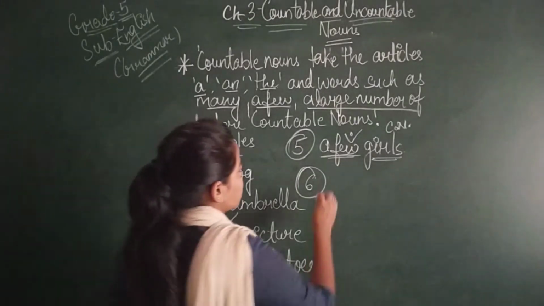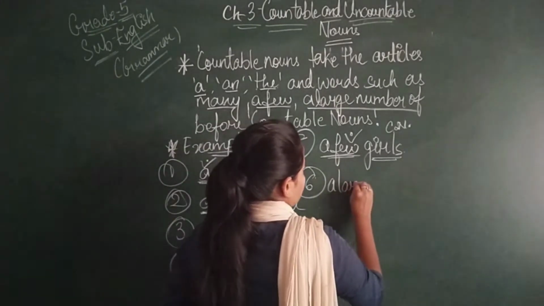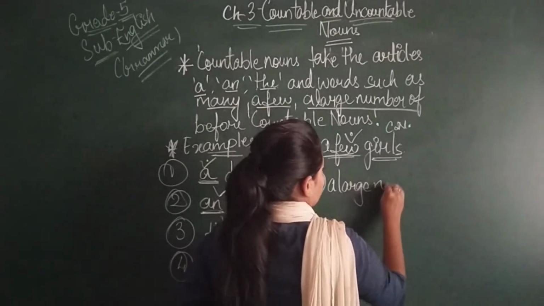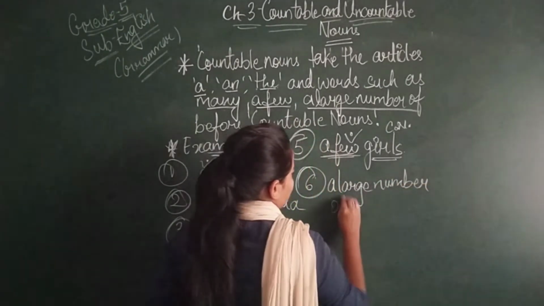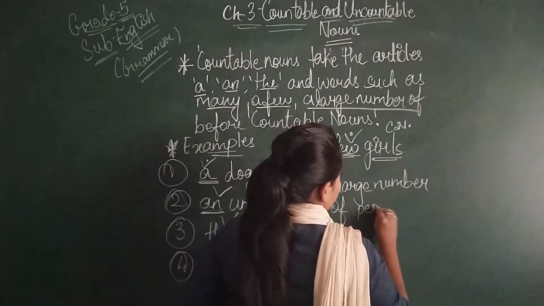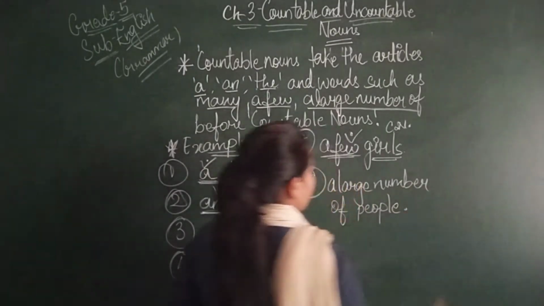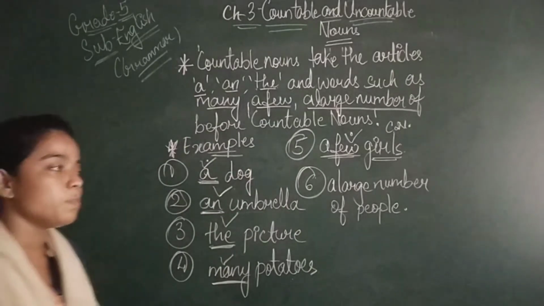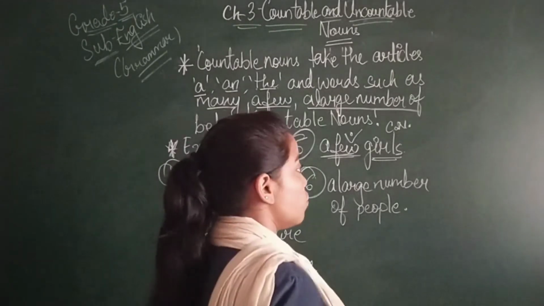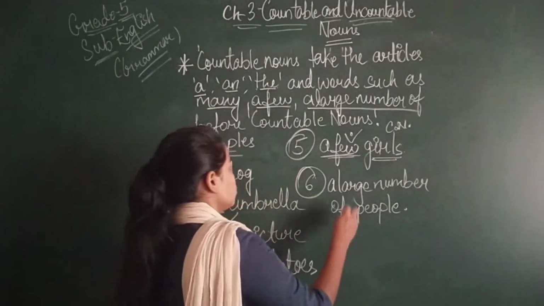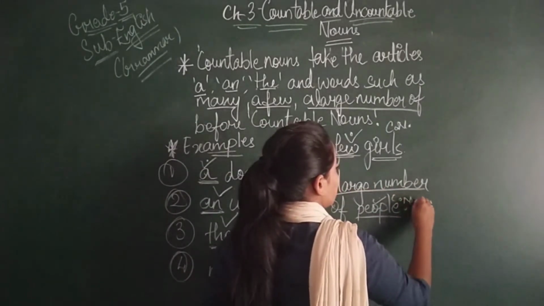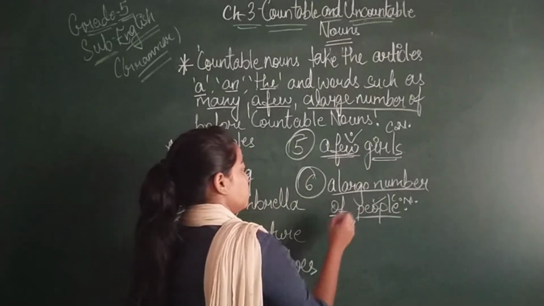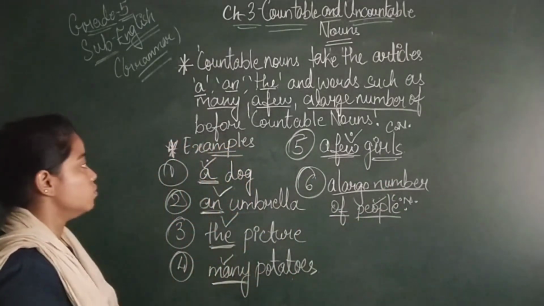Six: a large number of people. Right? A large number of people. So people also we can count. More than one means the plural people has been used. So here again people we can count, so it's my countable noun. A large number of is being used before the countable noun.